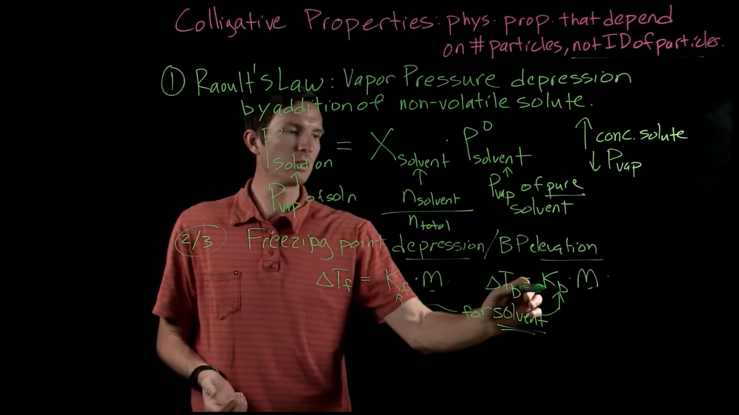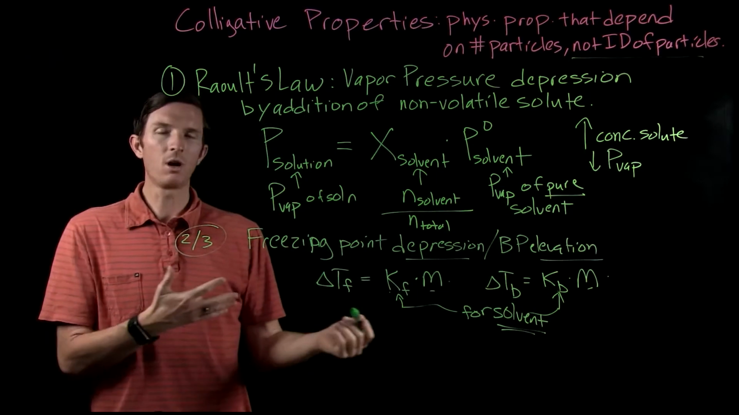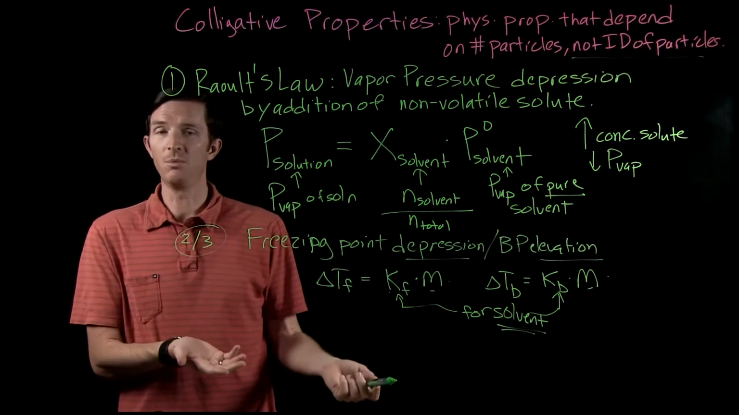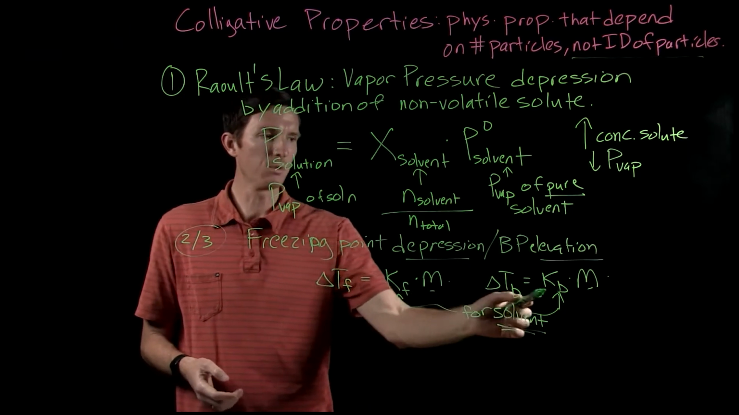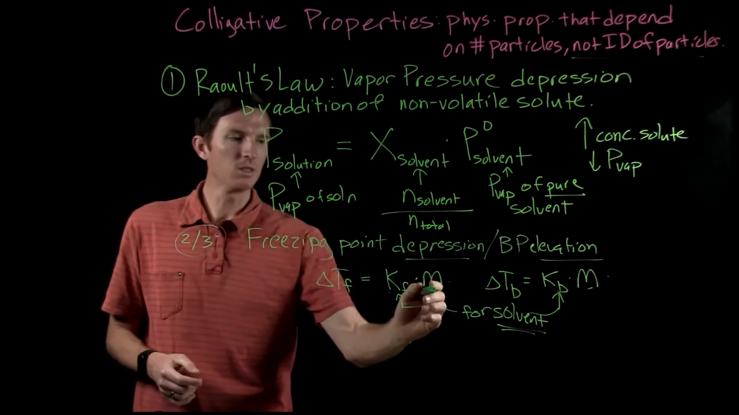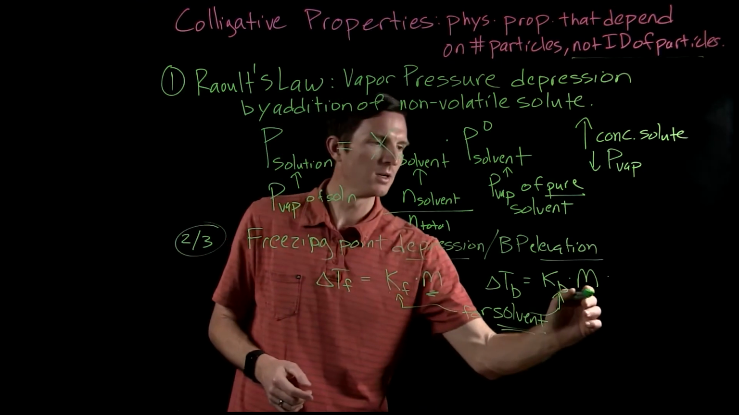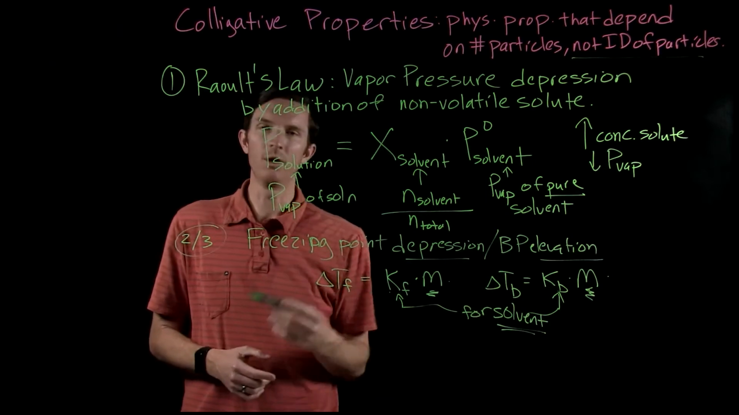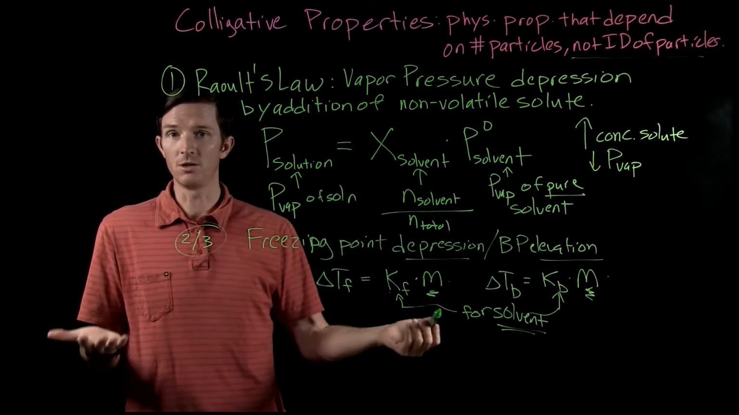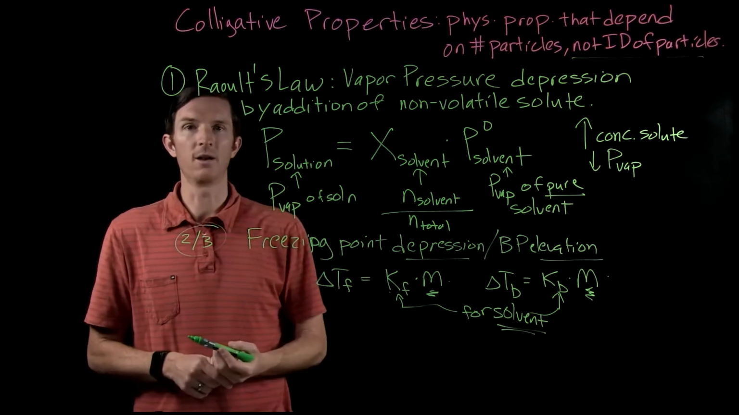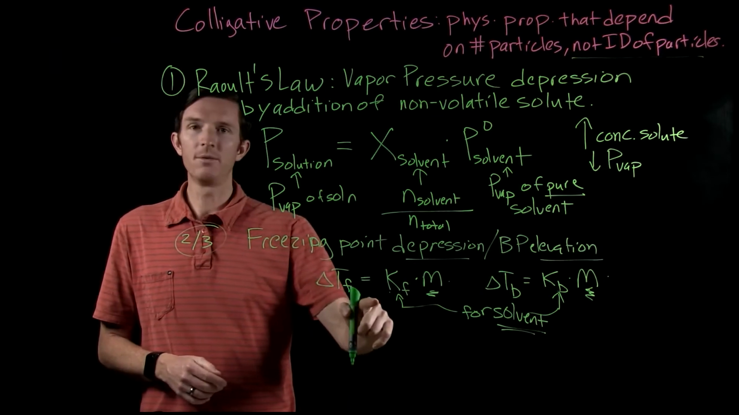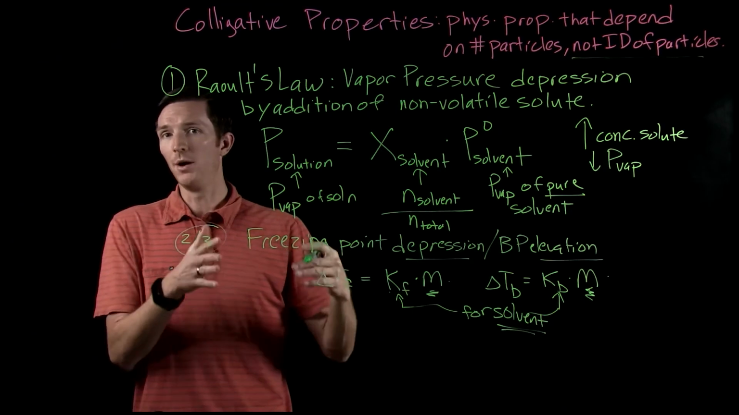So the freezing point depression and the boiling point elevation are related to the solvent, which typically is going to be water, and so we can look those up. Those are tabulated values. And we see that as we increase the concentration, the amount that our freezing point decreases or the amount that our boiling point elevates gets larger and larger as we have higher and higher concentrations.